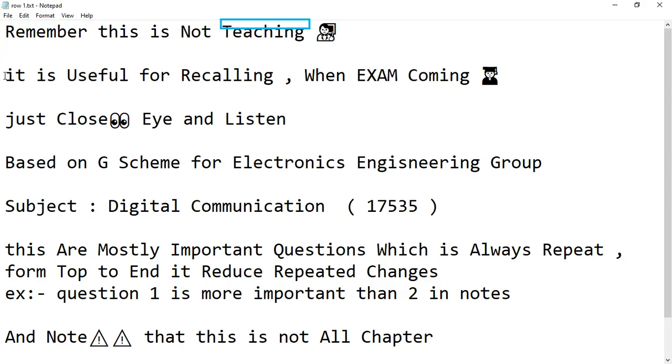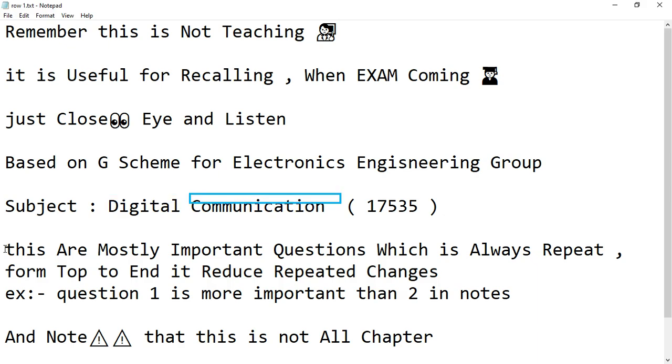Remember, this is not teaching, man, teacher. It is useful for recalling when exam is coming, man, student. Just close eyes and listen. Based on G scheme for Electronics Engineering Group.